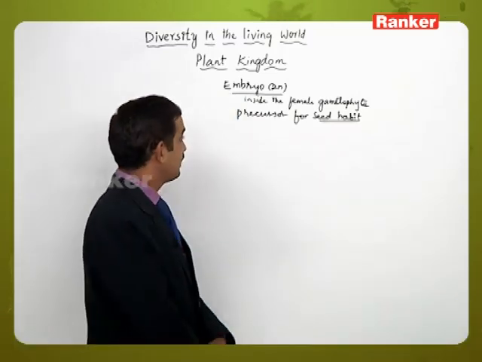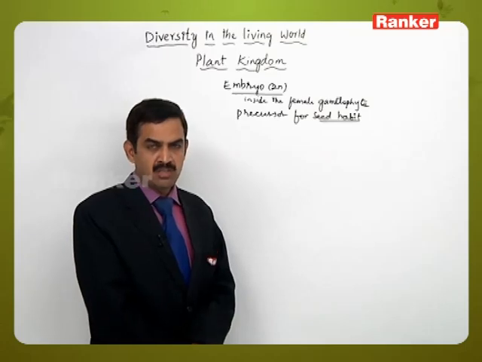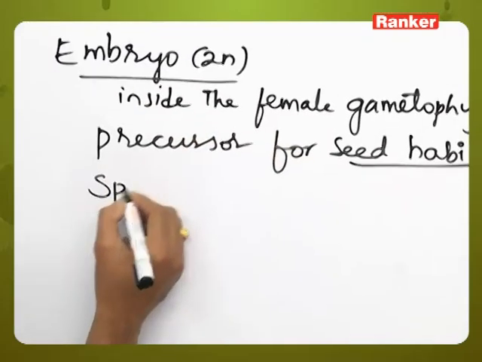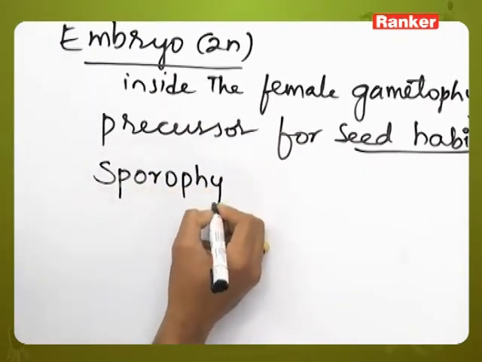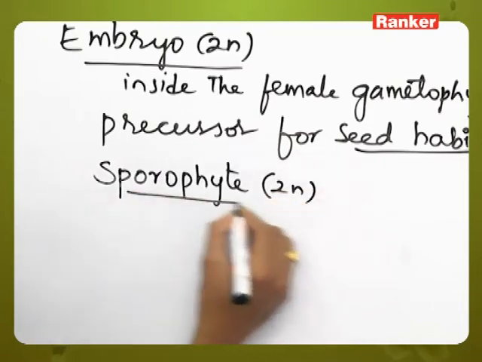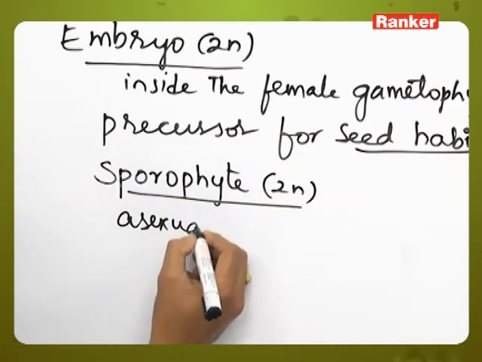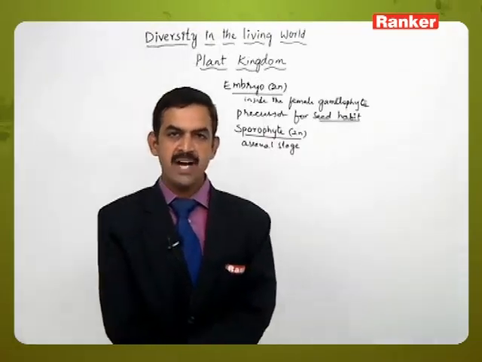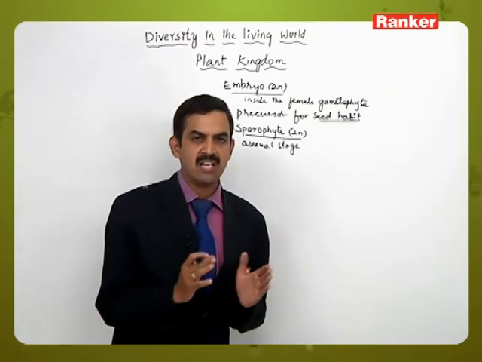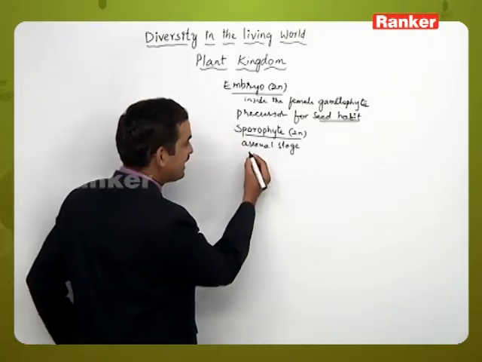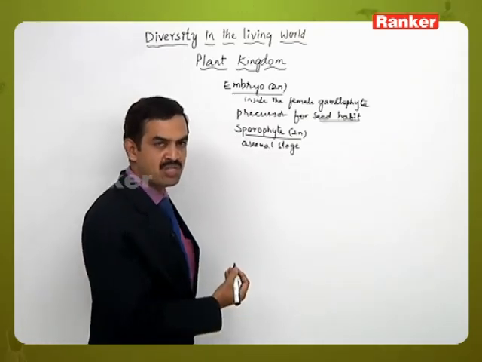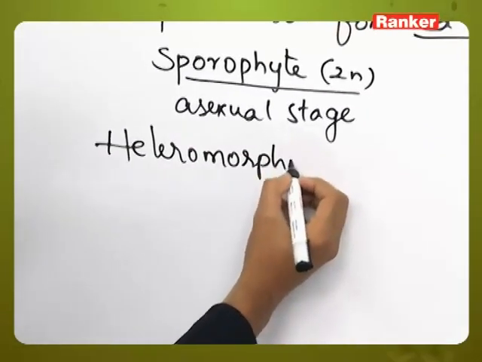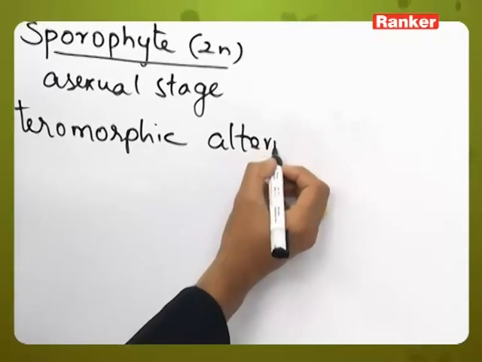So likewise, special features are observed in the pteridophyta group of plants, and this embryo will develop into the sporophyte by further division. So here the asexual stage is formed once again from the sexual stage, that is from the gametophytic generation, and the two generations come in an alternate manner. These two generations are different in their morphological structures. That's why we call it a heteromorphic alternation of generations.